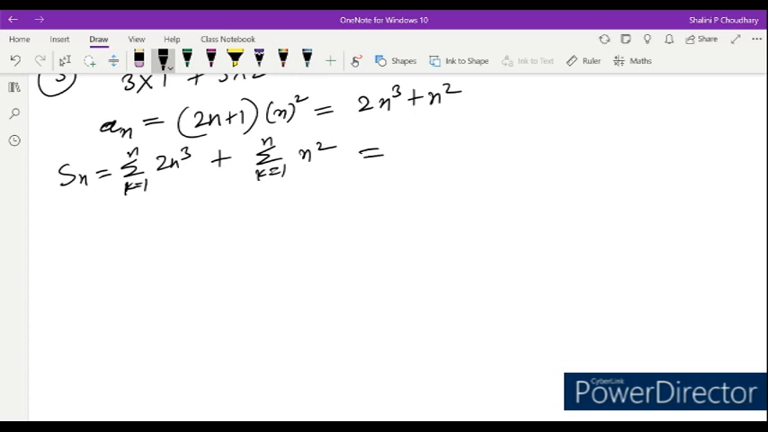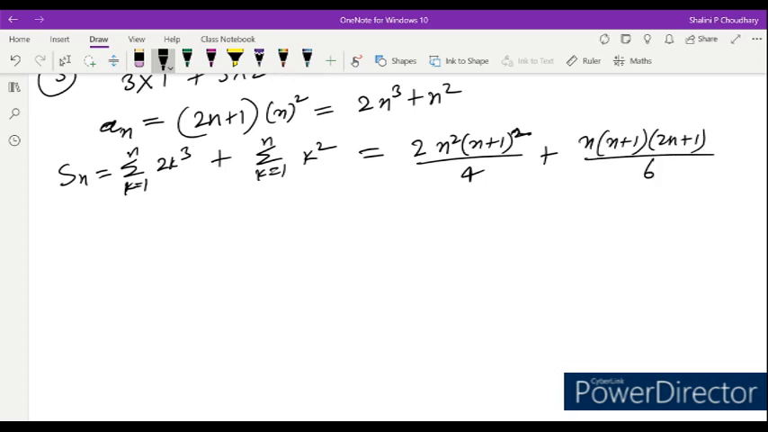Okay, now n cube का value क्या होता है? We'll write here, and then n square का. So n cube is basically 2n cube, so 2 into n square n plus 1 का square divided by 4. Okay, and plus सर यहाँ पे k लिखेंगे ना, because we have written k, so k square, so it will be, and now k square का formula, what will be the value? This will be n into n plus 1 into 2n plus 1 divided by 6.